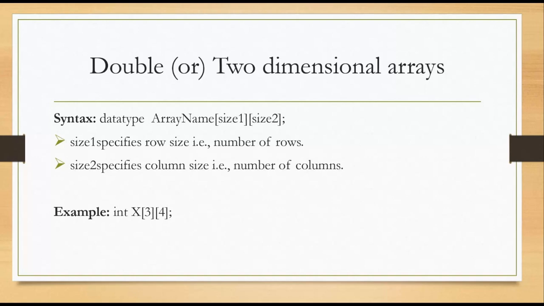Coming to two-dimensional or double-dimensional arrays. If an array name is followed by two subscripts, then we say such arrays are two-dimensional arrays. And the syntax for two-dimensional arrays is data type, array name followed by two subscripts, where one occupies size 1 and another occupies size 2. Size 1 specifies the number of rows and size 2 specifies the number of columns. And the total number of elements in a two-dimensional array is number of rows times number of columns.